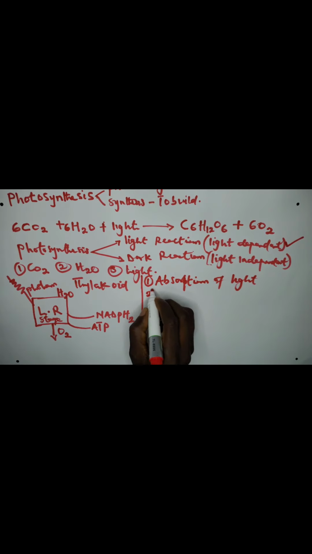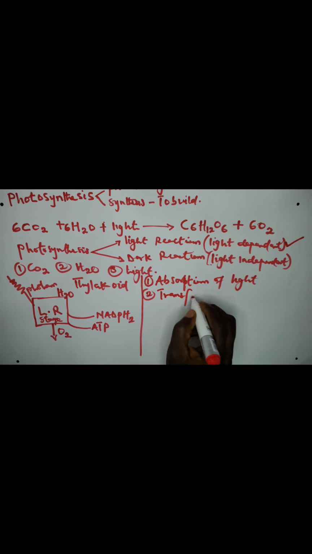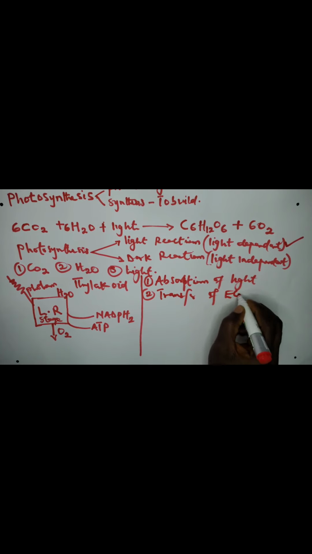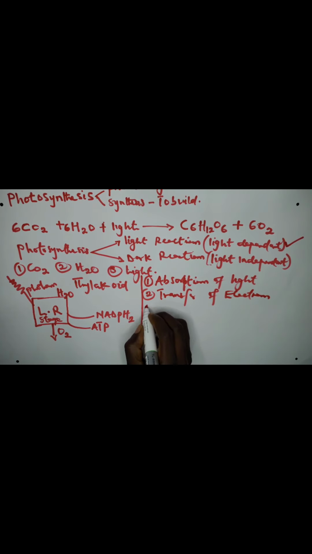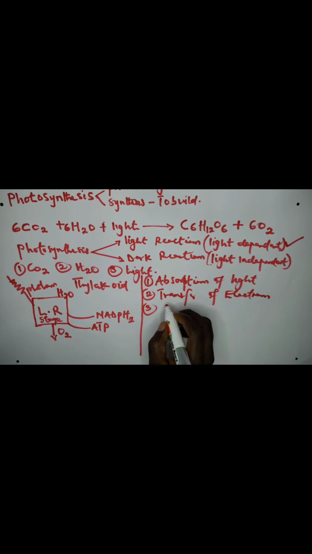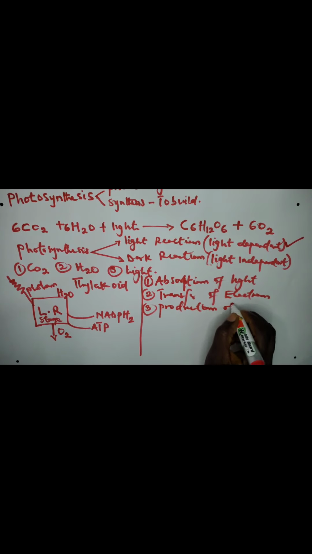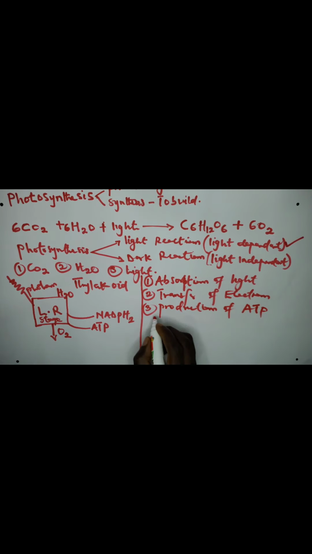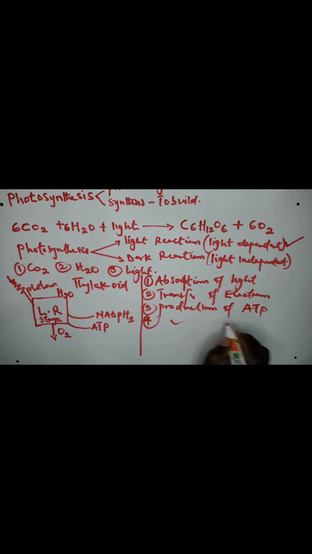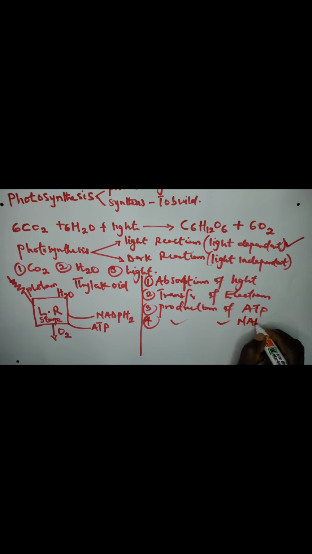And number two, which is the second thing that occurs, is transfer of electron. And the third thing that occurs is production of ATP. While the last thing is production of NADPH2. So we're going to take all these things one after the other and look at how it takes place in the thylakoid membrane of the chloroplast.